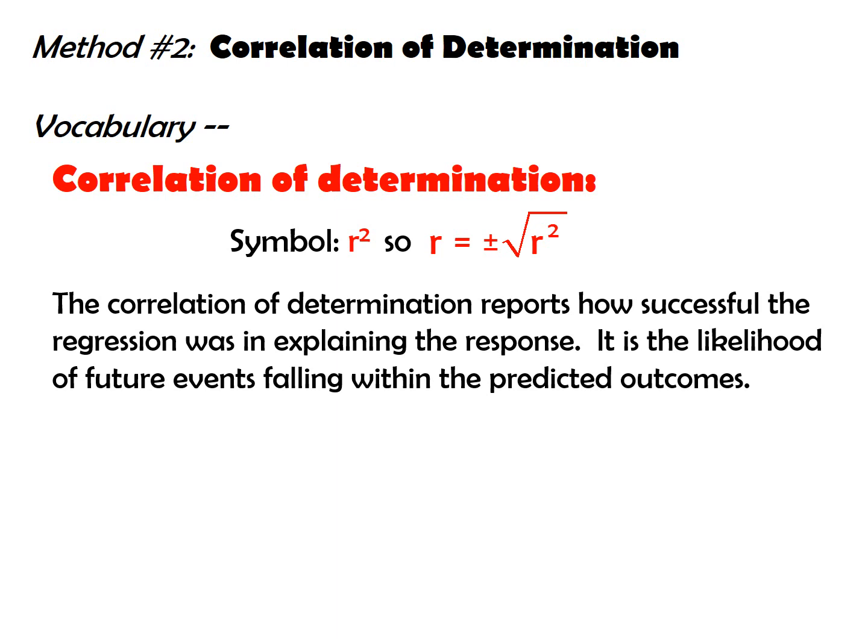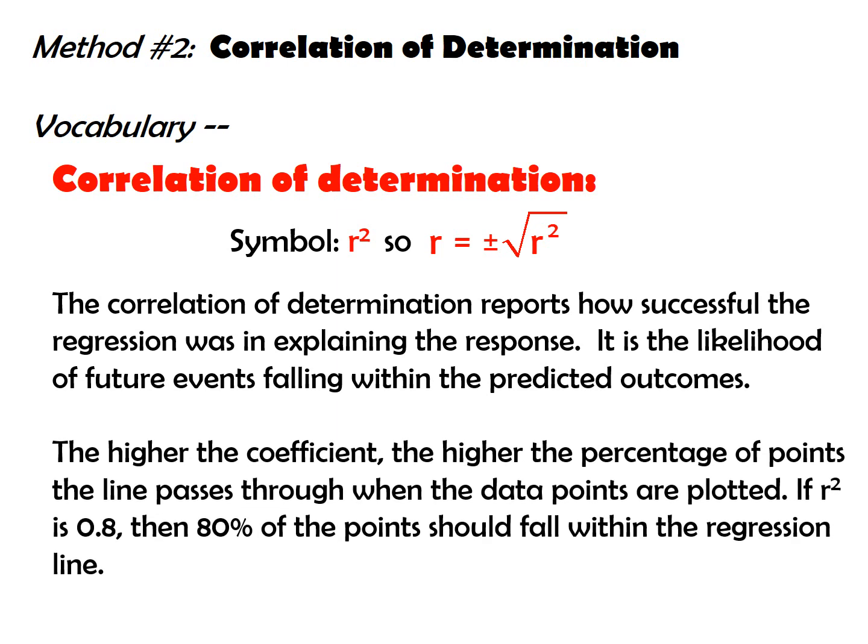It's the likelihood of future events falling within the predicted outcomes. So the higher the coefficient, the higher the percentage of points the line passes through. If r squared is 0.8, then 80% of the points should fall within the regression line.